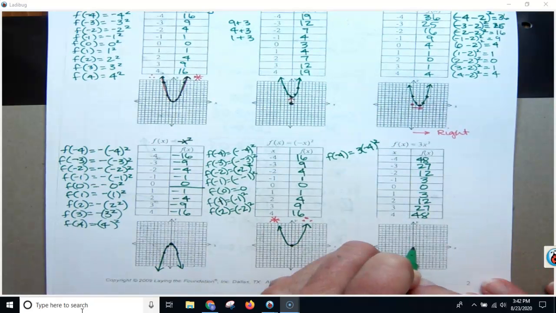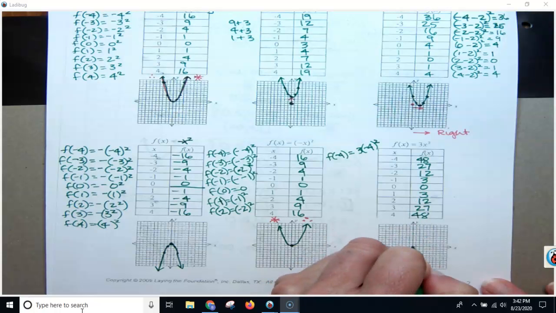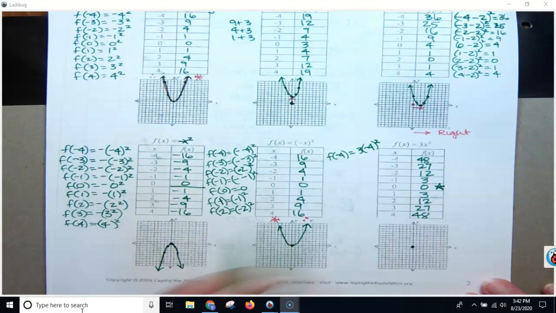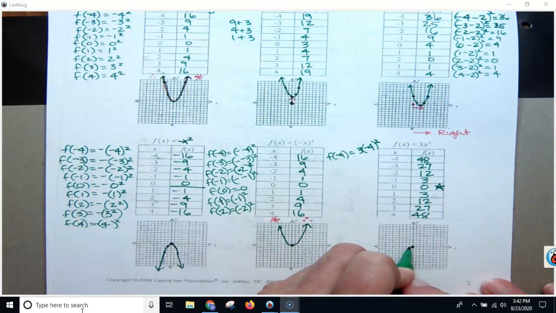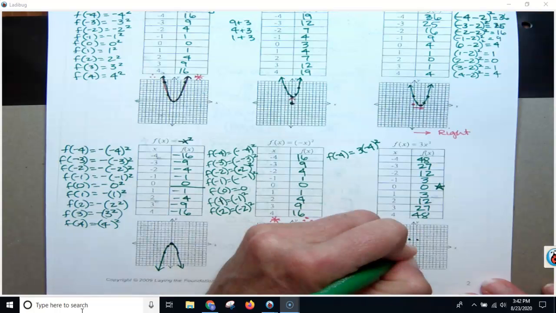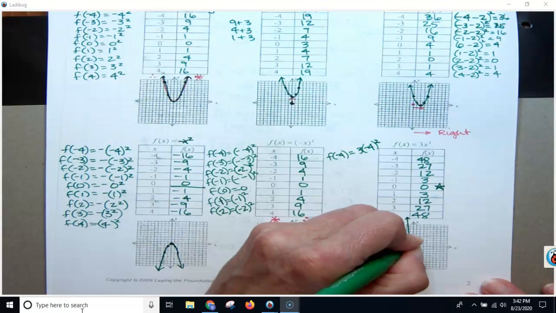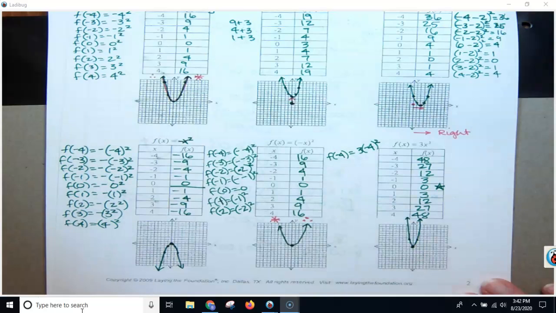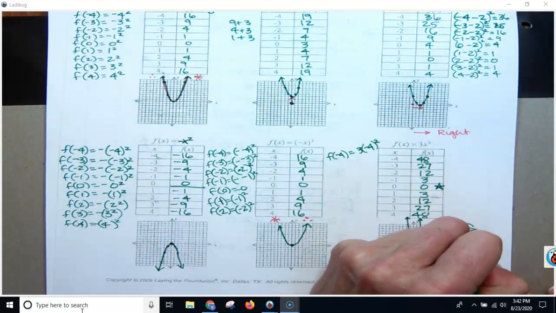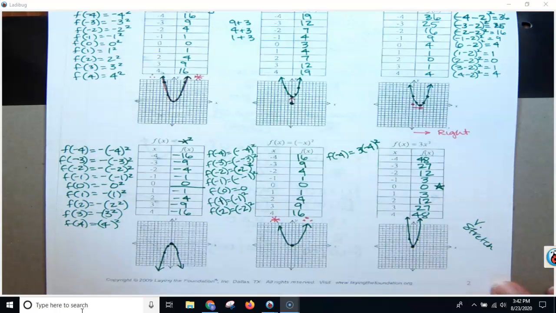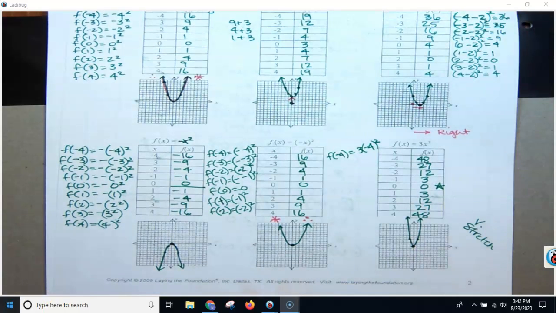So to graph that, your vertex is still at the origin, but you're going to go over 1, up 3. And you're going to notice that this is way skinnier. It's stretched out. This is a vertical stretch. It's getting long and skinny. All right? So there's that.